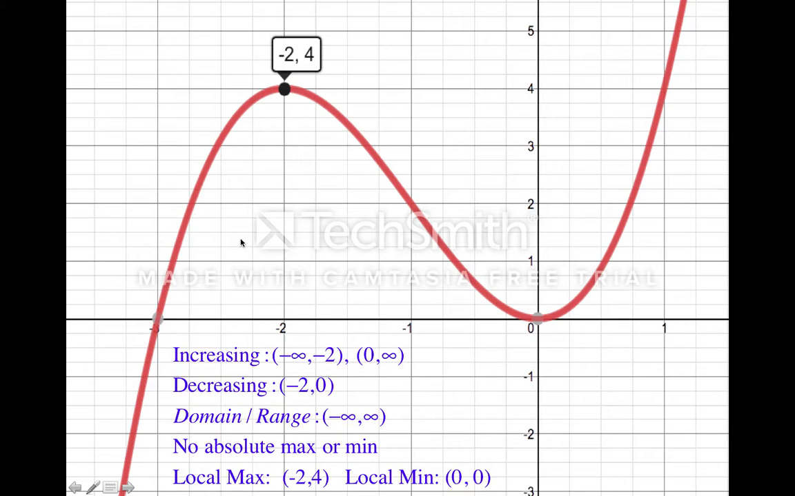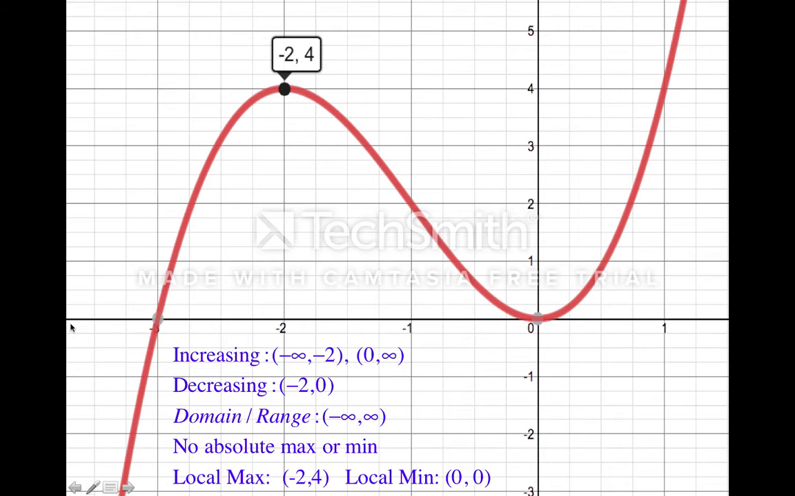That being said, the function is initially increasing and the increasing stops at -2. So that would be the interval from, if we're moving from left to right, -infinity to -2. From -2 to 0, it decreases. From 0 to infinity, it increases.